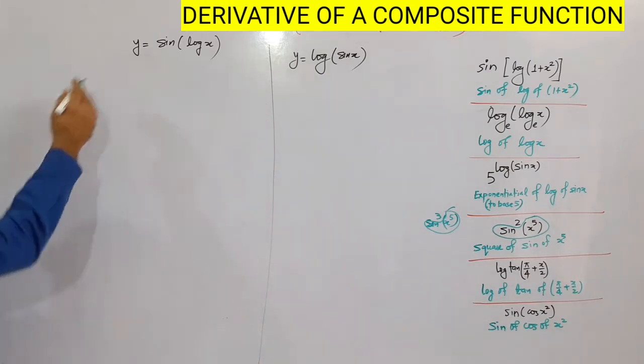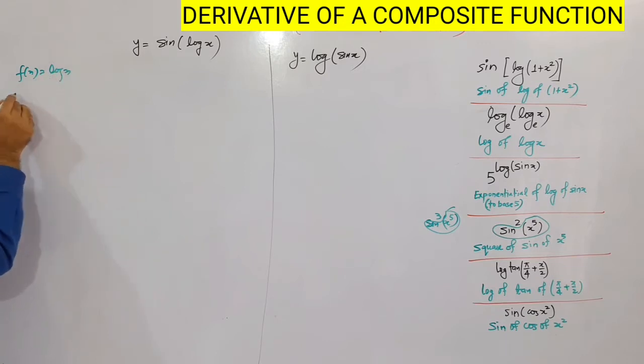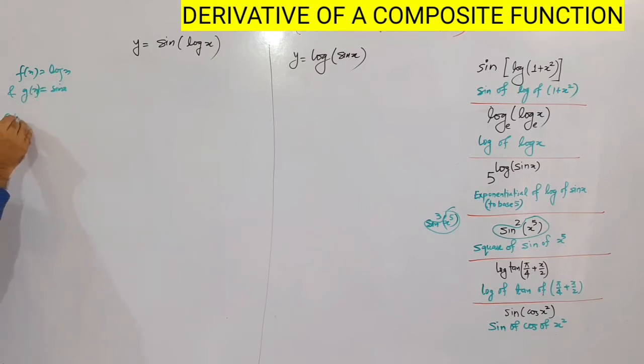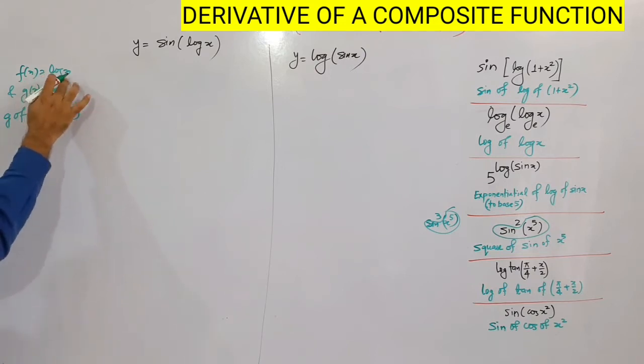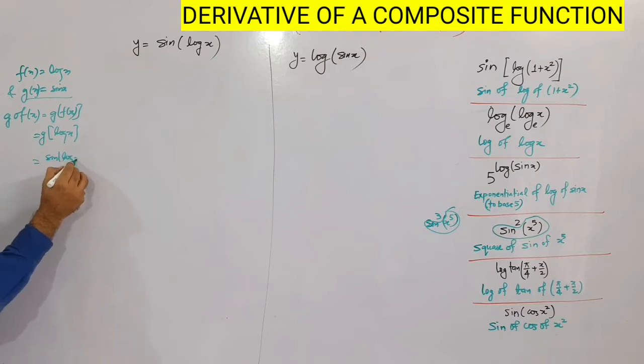Let's talk about it. Here we have y is equal to sine of log x. If I take f(x) is equal to log x and g(x) is equal to sine x, then we can easily see this is actually g of f(x). Now f(x) is log x, so g of log x. g(x) is sine x, here x will be replaced by log x. So this will give us sine of log x.